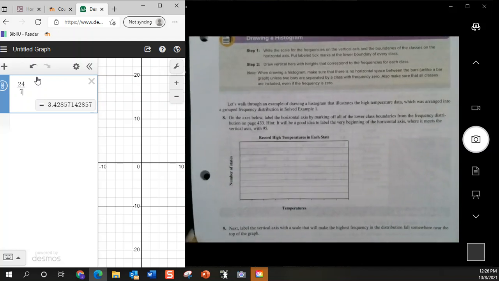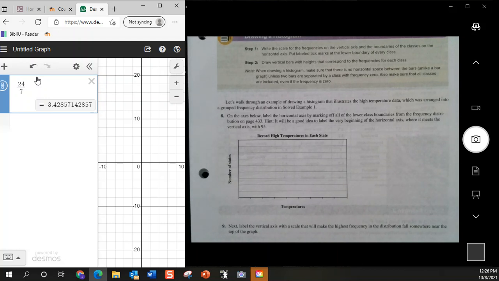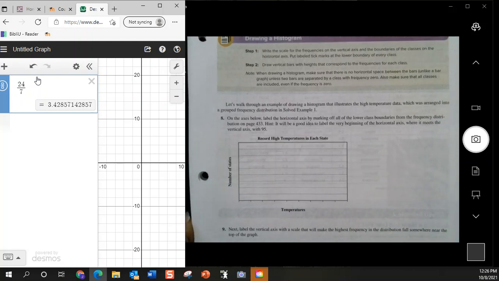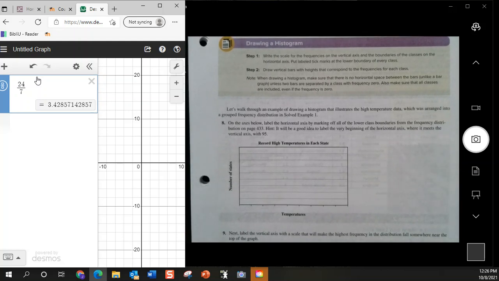Okay, now it says, write the scale for the frequencies on the vertical axis and the boundaries of the classes on the horizontal axis. Put label tick marks at the lower boundary of every class. Okay, draw vertical bars with heights that correspond to the frequency for each class. When drawing a histogram, make sure that there is no horizontal space between the bars, unlike a bar graph, unless two bars are separated by a class with frequency 0. Also, make sure that all classes are included, even if the frequency is 0.